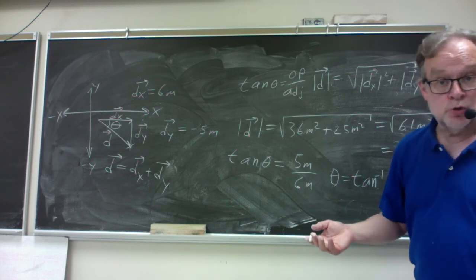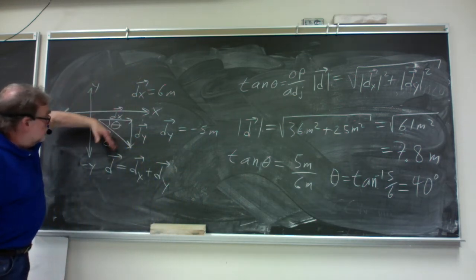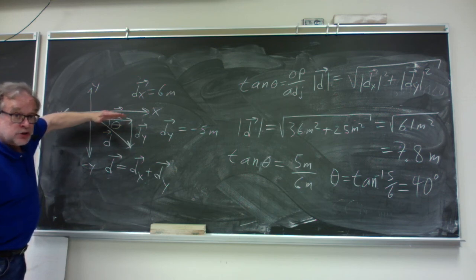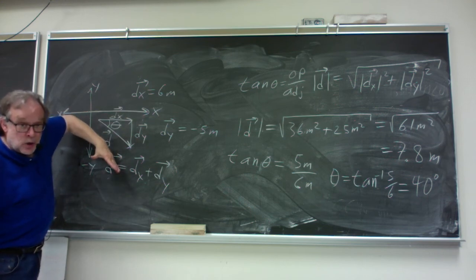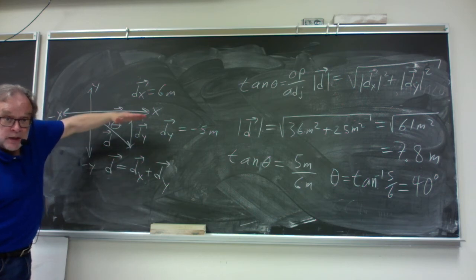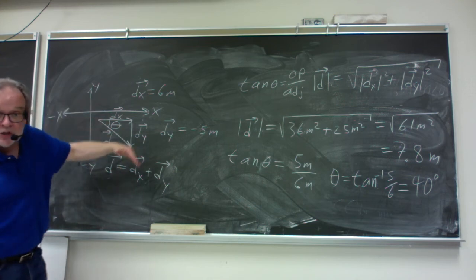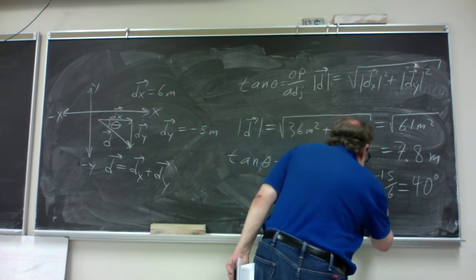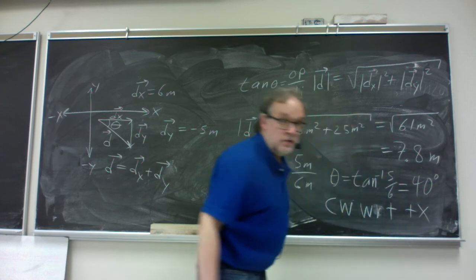40 degrees with respect to what? This direction is 40 degrees away from the positive x direction. So that direction angle is 40 degrees clockwise with respect to the positive x direction. If you point in the positive x direction and rotate clockwise by 40 degrees, you're pointing in the direction of d. 40 degrees clockwise with respect to the positive x direction.